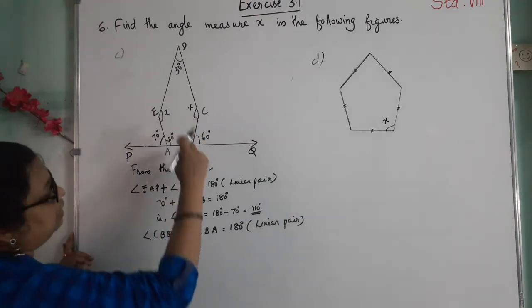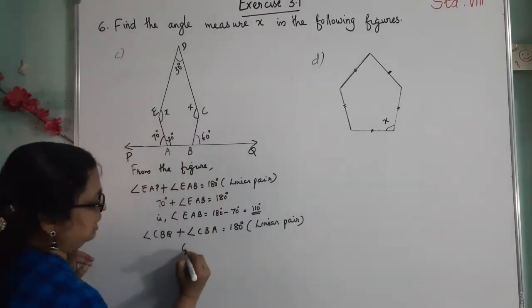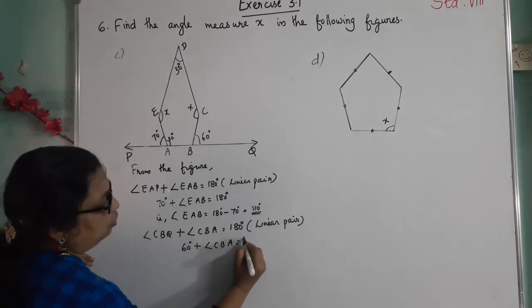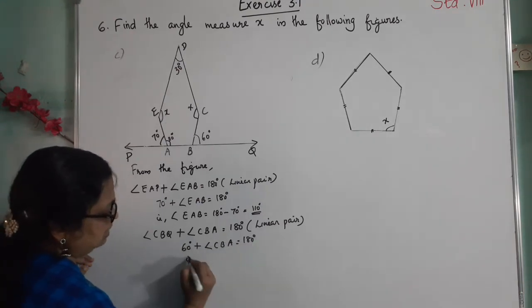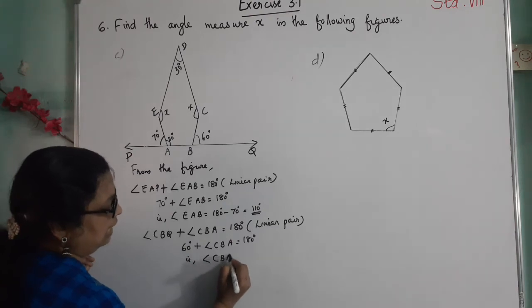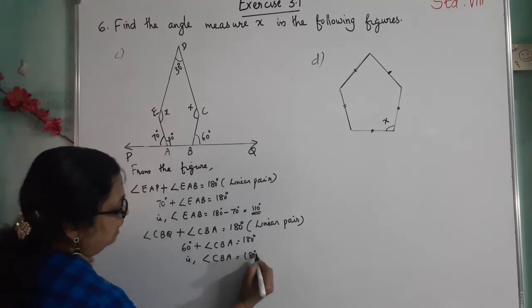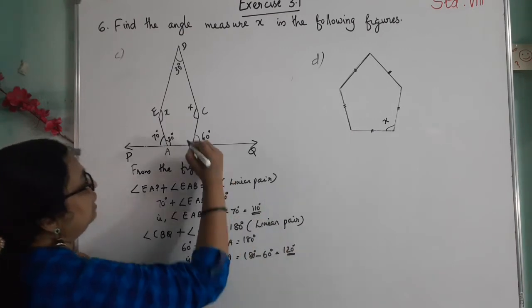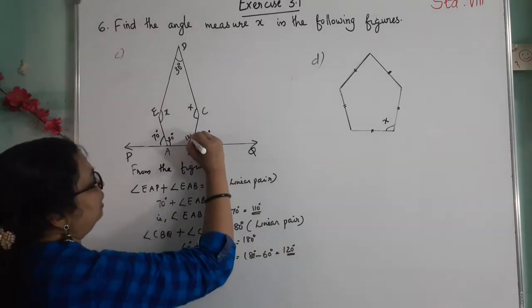So angle CBQ is given as 60 degrees. So 60 degrees plus angle CBA equals 180 degrees. That is, angle CBA equals 180 degrees minus 60 degrees, which is equal to 120 degrees. That is here, 120 degrees.